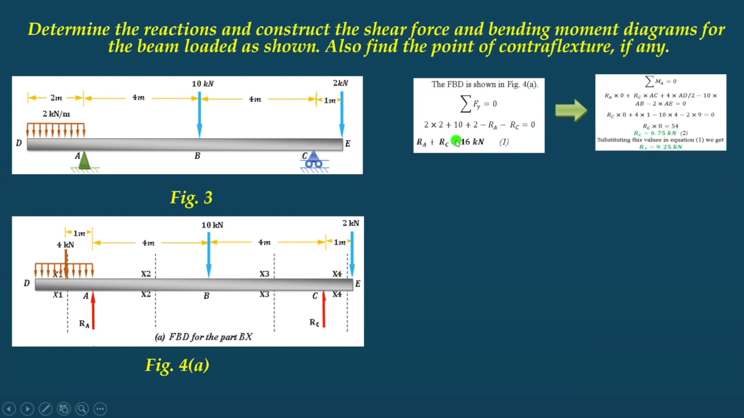Let's take the moment of the forces about A. Not necessarily A, it can be about any point. And as the structure is static, the moment of all the forces about point A is 0.